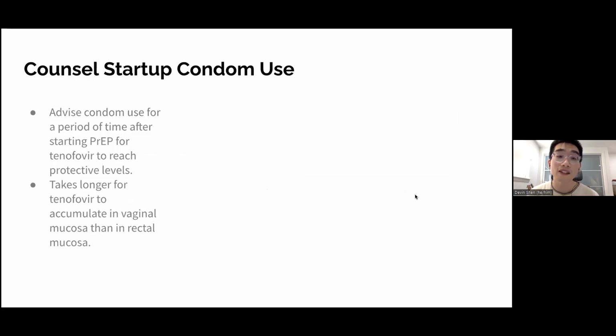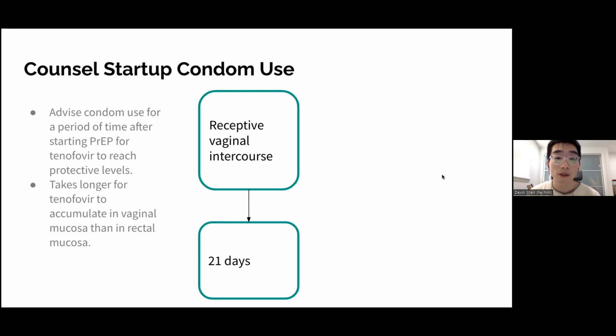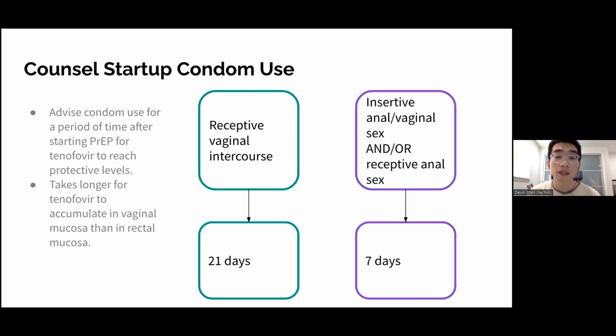And the next thing to counsel the patient about is how long they should use condoms for when they start PrEP. So it takes a period of time for the tenofovir to reach protective levels in the tissues. And in vaginal tissues, it takes longer to accumulate than rectal tissues. So for patients who are using PrEP for receptive vaginal intercourse, they should be counseled to use condoms for at least 21 days after starting PrEP. And patients who have the other types of sex, including any insertive intercourse or receptive anal sex, should be counseled to use condoms for at least 7 days.